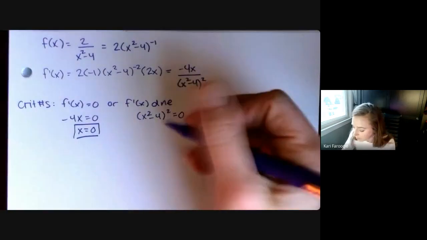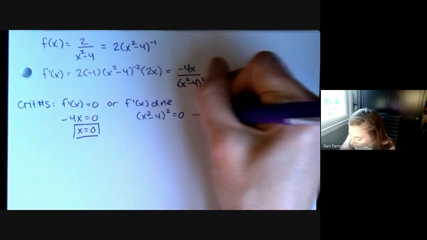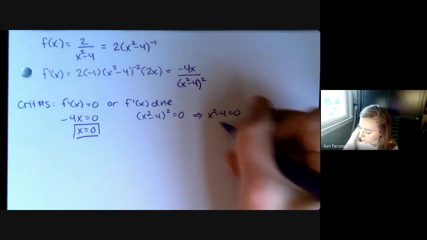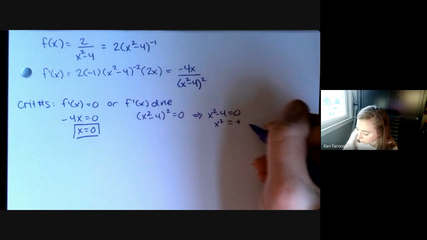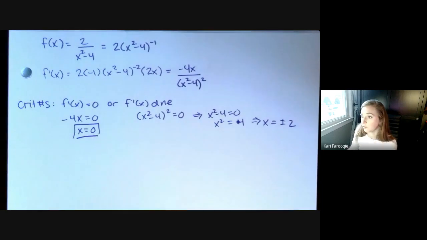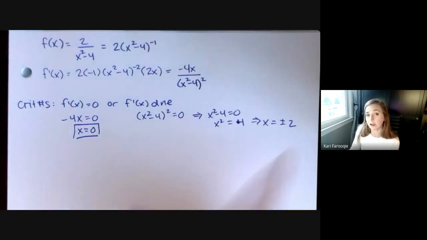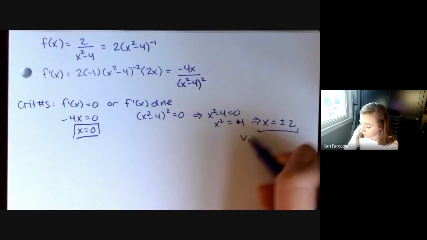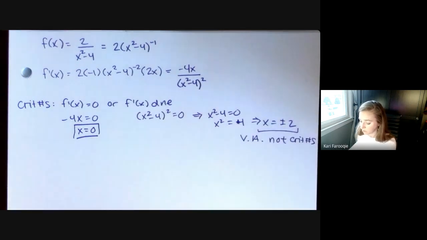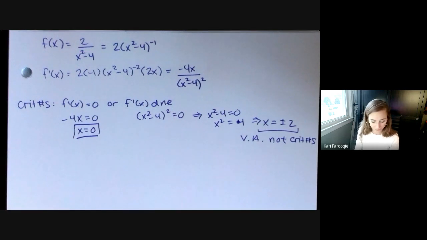Totally fair game. In order for f prime of x to not exist, I set the denominator equal to 0. I have x squared minus 4 equals 0, and x squared equals positive 4. I'm getting ahead of myself here. x equals plus or minus 2. Now, these values, x equals plus or minus 2, are not critical numbers because they're vertical asymptotes. They're still important to us in our sign analysis, but they're not critical numbers. Our only critical number is going to be at 0.